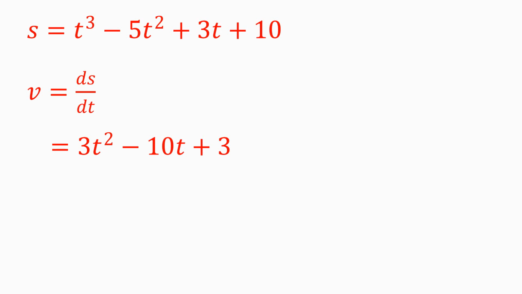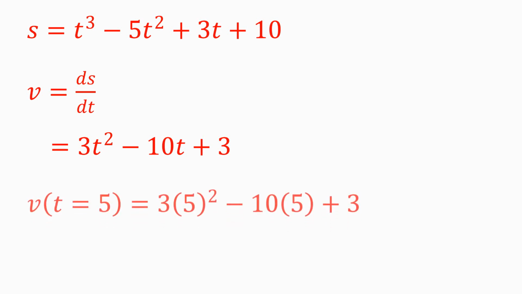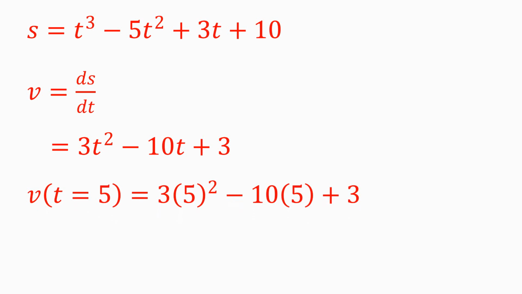Then we've been asked to find the velocity at time t equals 5. So we are going to substitute t by 5. Hence we have 3 into 5 squared minus 10 into 5 plus 3. You evaluate this, you obtain 28 meters per second. So the velocity at time t equals 5 seconds is 28 meters per second.